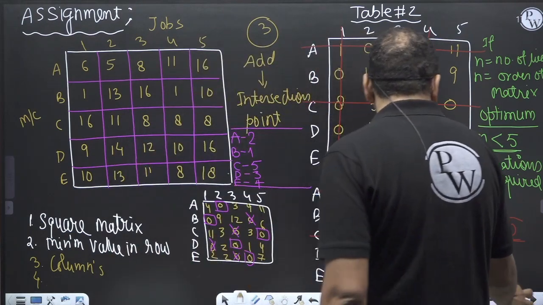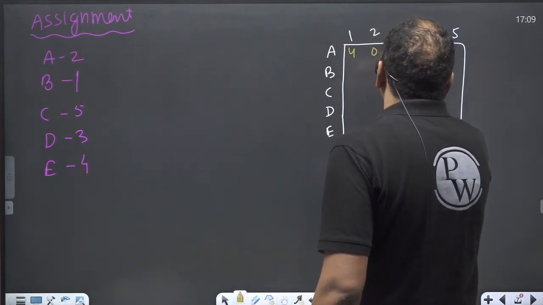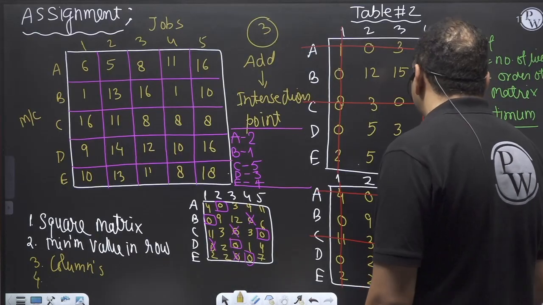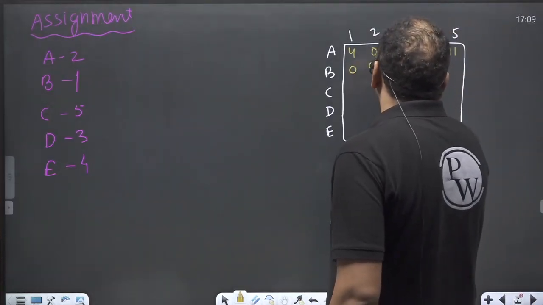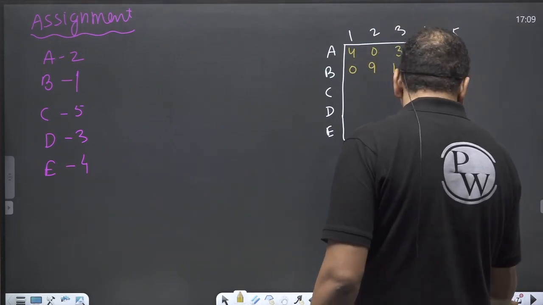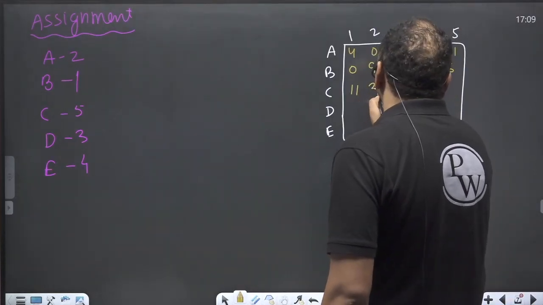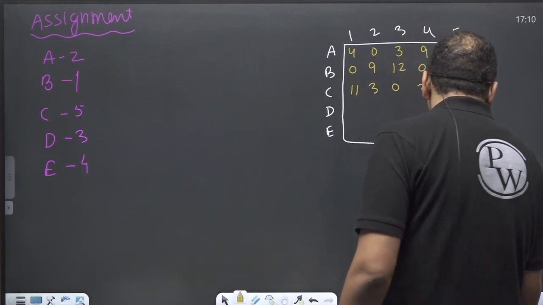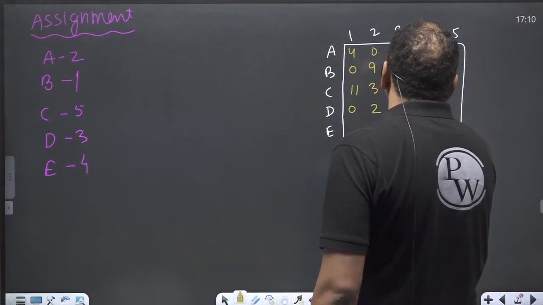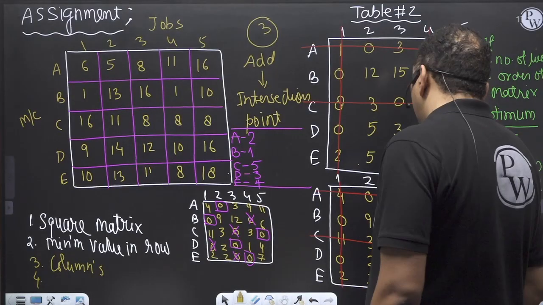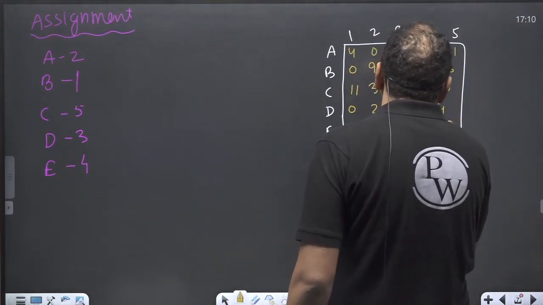4 0 3 9 11, 0 9 12 0 6, 11 3 0 3 0, 0 2 0 1 4, 2 2 0 0 7. Okay.